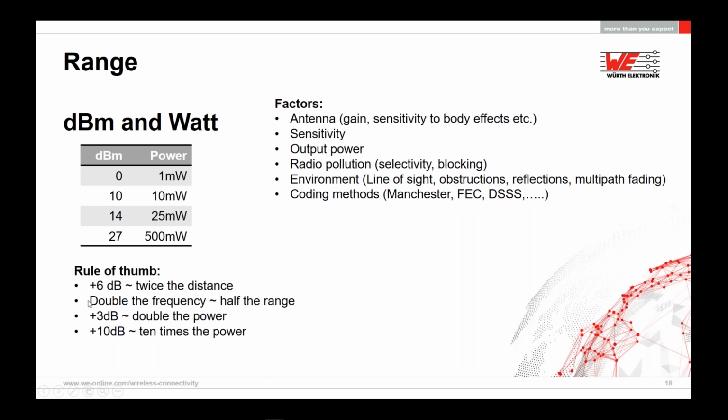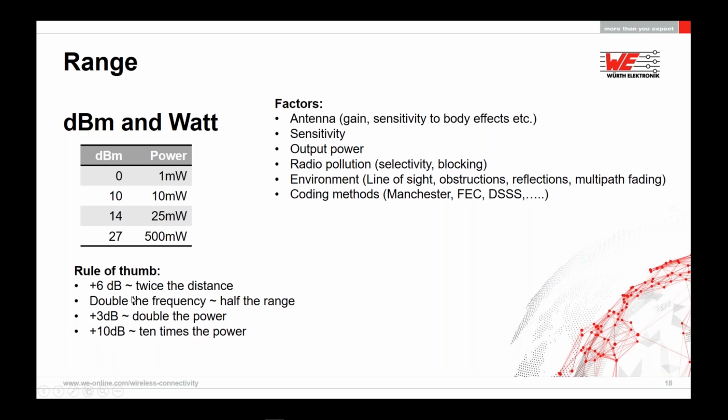But out of interest, I have on the left-hand bottom here a little rule of thumb. A gain of plus 6 dB is about twice the distance. If I double frequency, the transmitting frequency, I get roughly half the range. That's a rule of thumb. If I have plus 3 dB gain, I double the power, and for about plus 10 dB, 10 times the power.